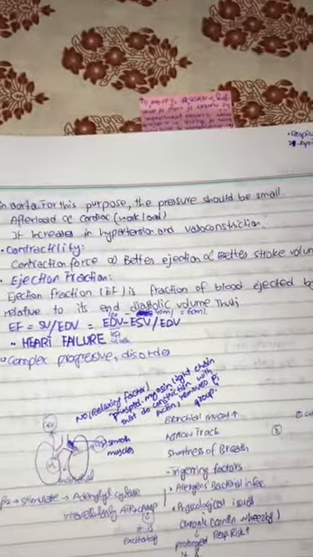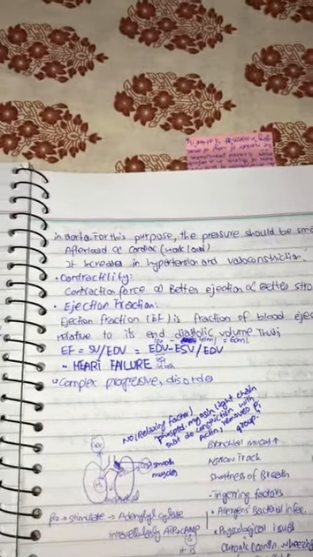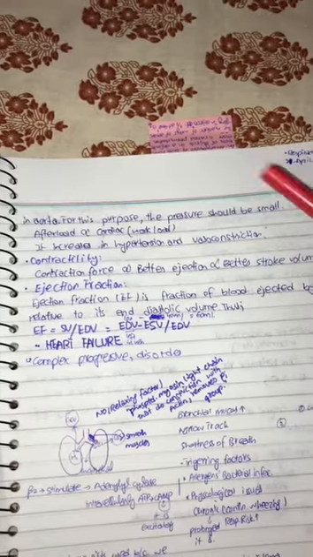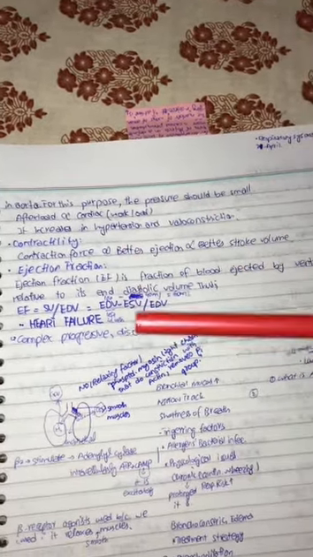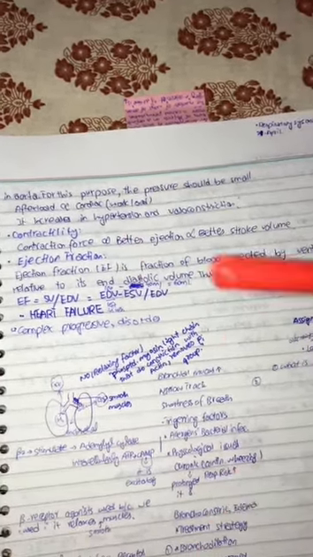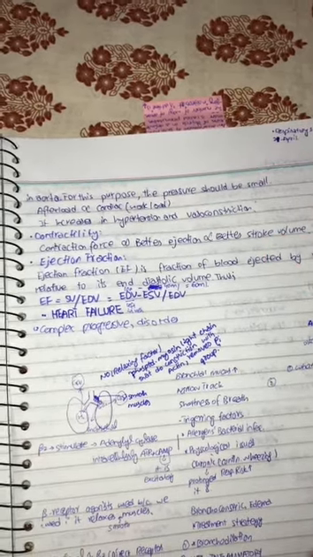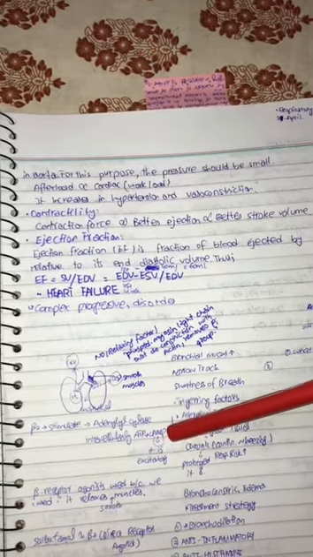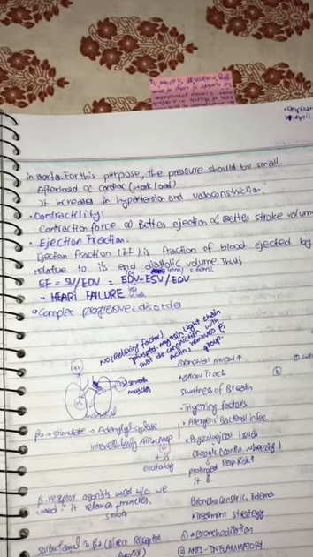the pressure should be small. Why are they saying so? If the pressure is small, the blood has less ability to come back into the ventricle. If blood is moving back into the ventricle, it is a disorder.